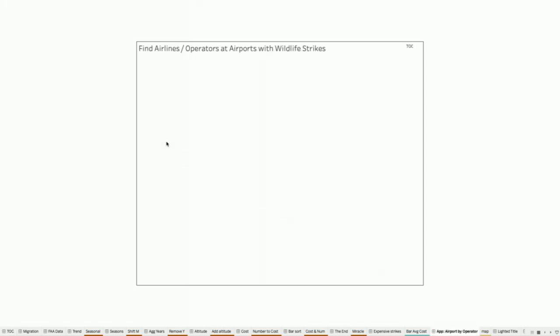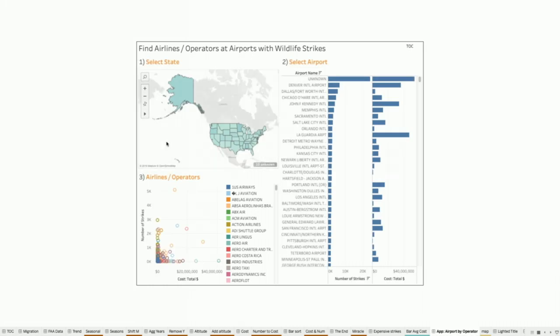And as I said, I had one more example that I wanted to demo, and that's because you can also use animation in little interactive applications like a dashboard where you might go through a sequence of steps. The author might have published this dashboard for some task. And the task I had in mind here was drilling down into the same data to understand airline operators at airports and with respect to wildlife strikes.